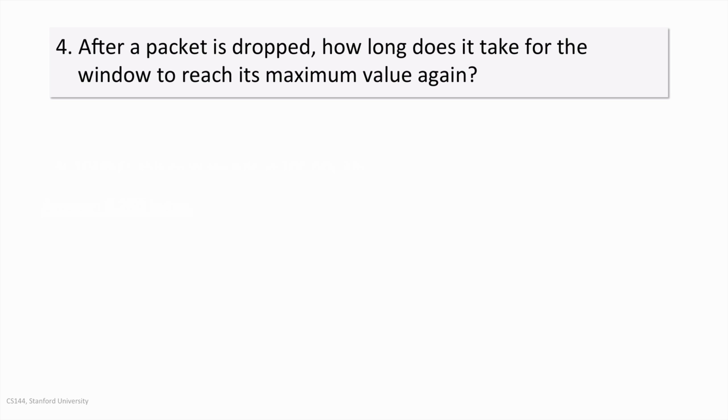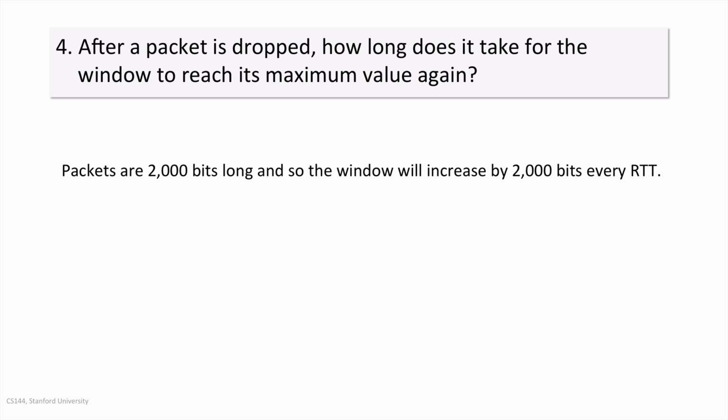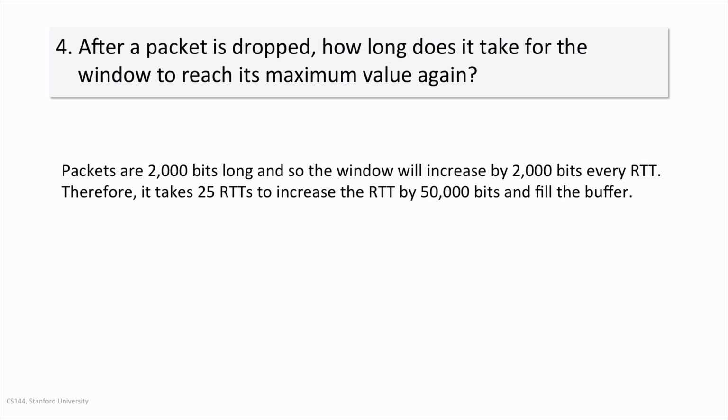Part 4. After a packet is dropped, how long does it take for the window to reach its maximum value again? Packets are 2,000 bits long, and so the window will increase by 2,000 bits every RTT. Therefore, it takes 25 RTTs to increase the window by 50,000 bits and fill the buffer. The average RTT is 7.5 milliseconds, therefore it will take 187.5 milliseconds.